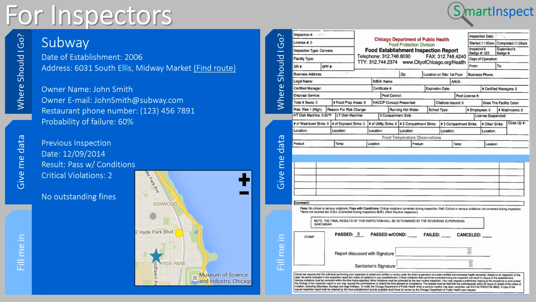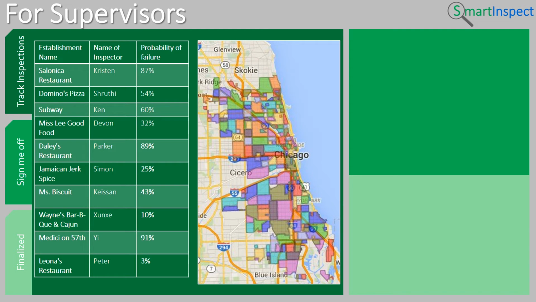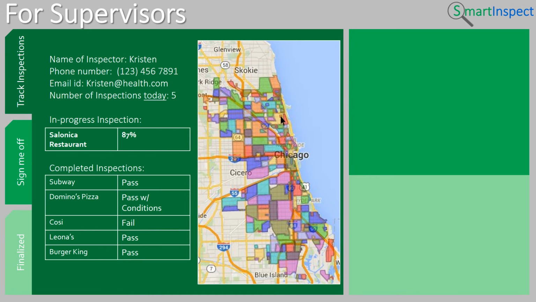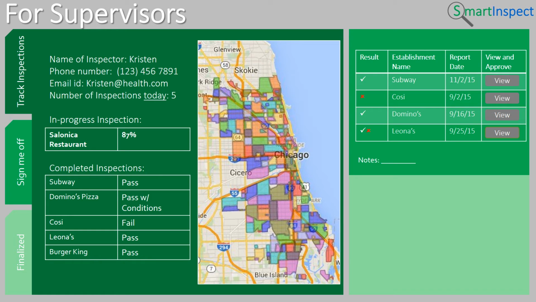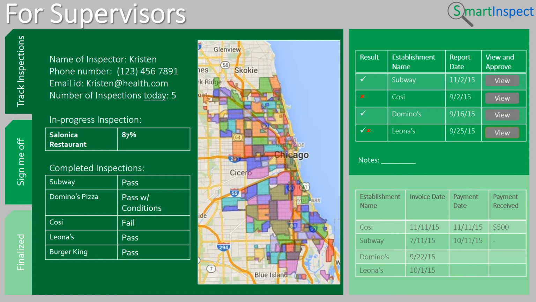So what's in it for you as a supervisor? As a supervisor, you can access inspections that are currently being carried out. By navigating to a neighborhood on the interactive map, you can access real-time information about daily inspections. Navigating to a completed inspection will take you to the Sign Me Off tab that opens the inspections requiring your approval. 3 types of results have been coded into the system. You can even keep track of the billing data of a restaurant that is linked to the Finalized tab.